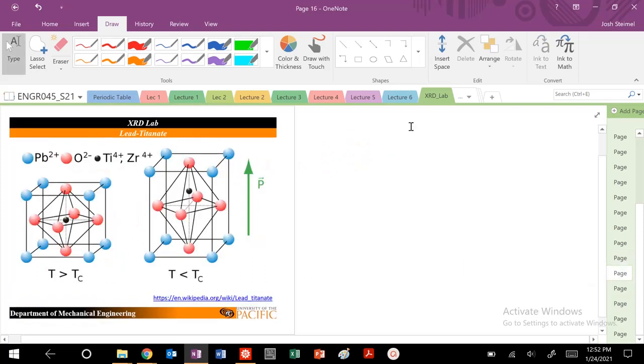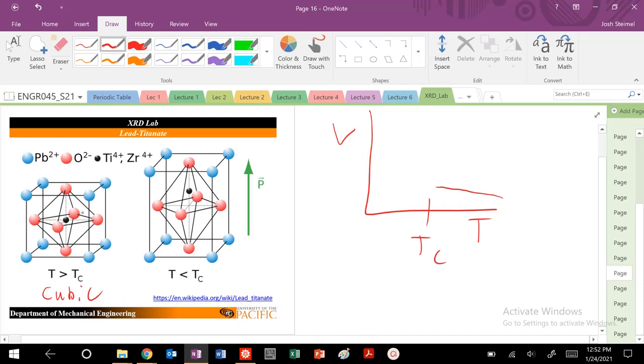But here's lead titanate. So above, we have basically the lead titanate structure. So let's go ahead and do a plot. Actually, let's do the volume versus temperature. And there's this magic number called TC. It's like the Curie temperature, not the Curie temperature, but this transition temperature. So if we're above TC, our volume is pretty low, right? Because we are above TC, we are cubic, as you can see here. And this is called a perovskite structure. So perovskite.